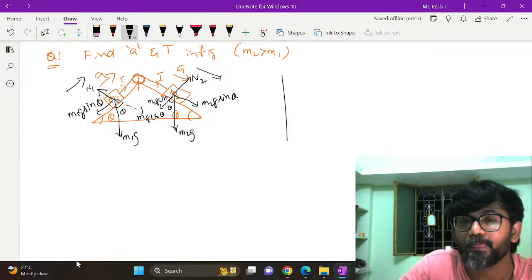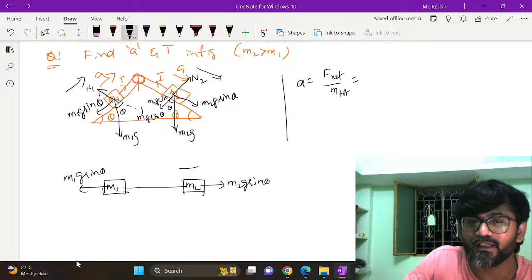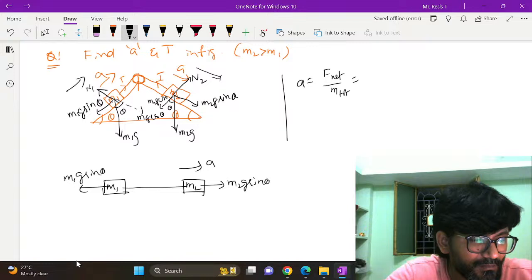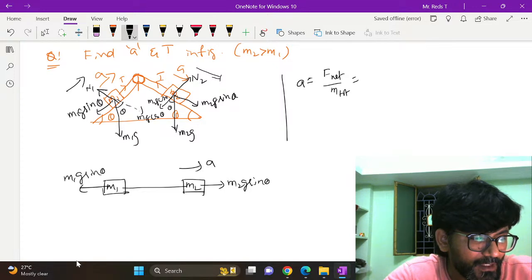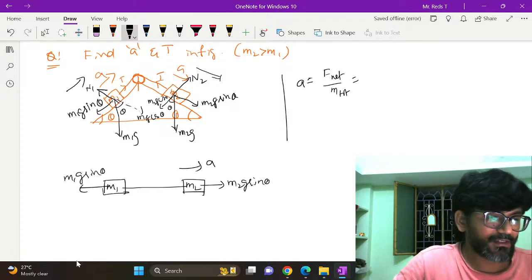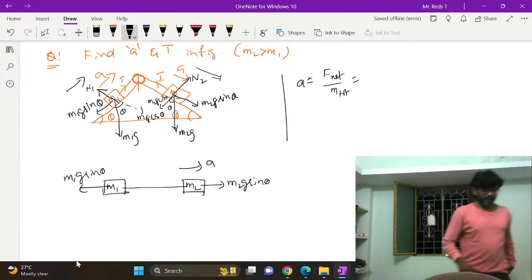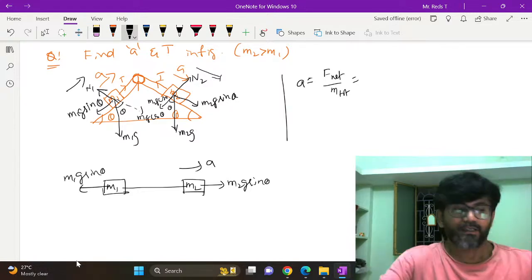By shortcut, M1G sin theta. But it is because it is given the condition M2 is greater. There is background noise. Okay, Nana, so try to reduce the background noise. Just a minute. Yes.